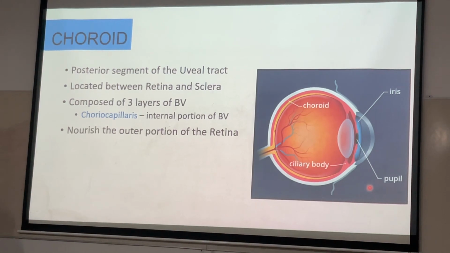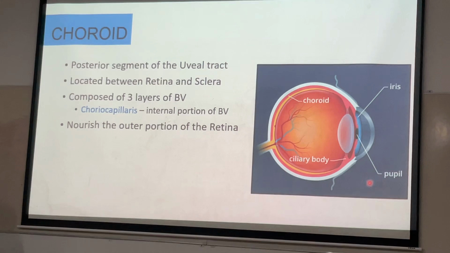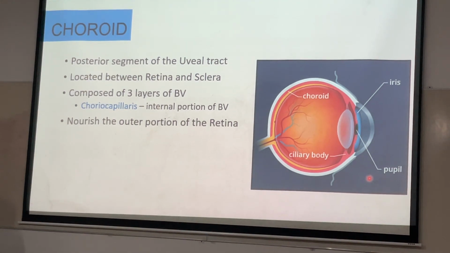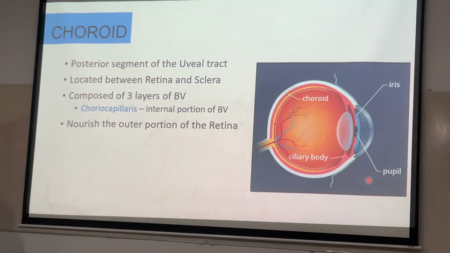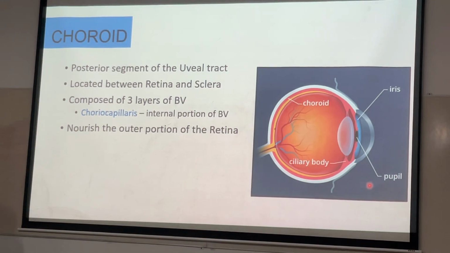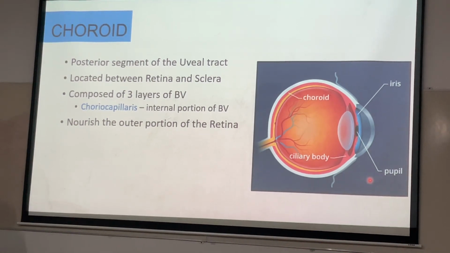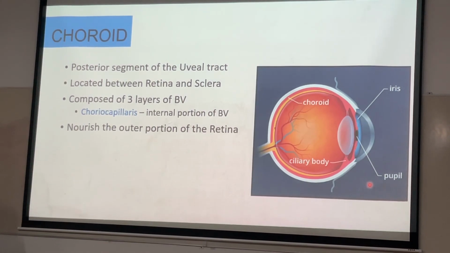The next is your choroid. The choroid is the posterior segment of the uveal tract, which is located between the retina and the sclera. It's composed of 3 layers of blood vessels, mainly with your choriocapillaris, which is the internal portion of your blood vessels. So basically, the function of your choroid is that it nourishes the outer portion of your retina.